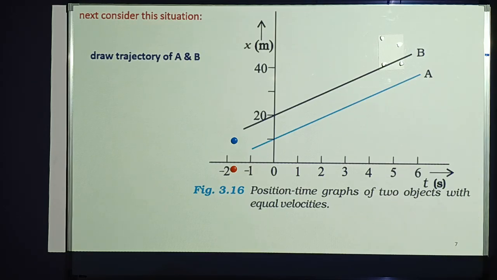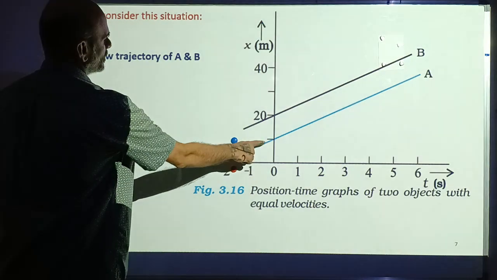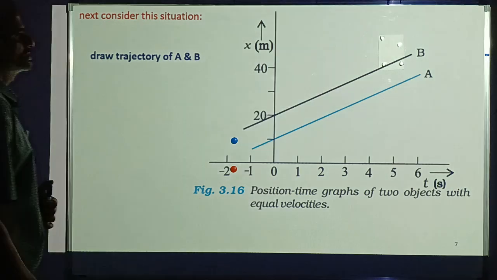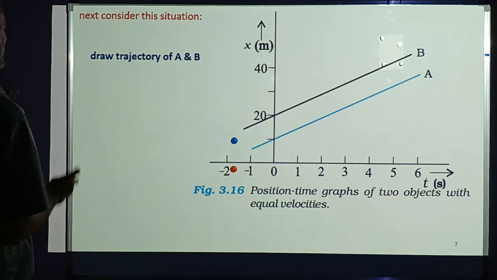There are two ways one can describe the motion. One is using the trajectory, which is the path of the body as a function of time. Another is to draw the xt curve. So here in this situation, there are two bodies A and B moving along the x-axis in a straight line. It's a 1D motion. The body A at time t equal to 0 is at 10 meters, but the body B at time t equal to 0 is at 20 meters. So we can draw the trajectory of these two bodies.